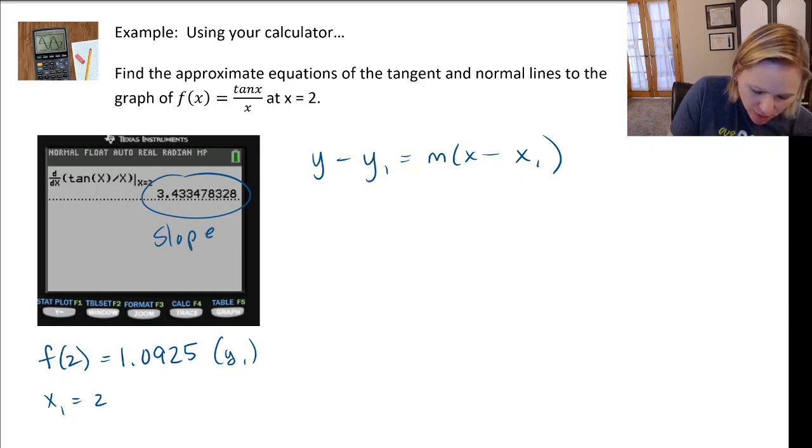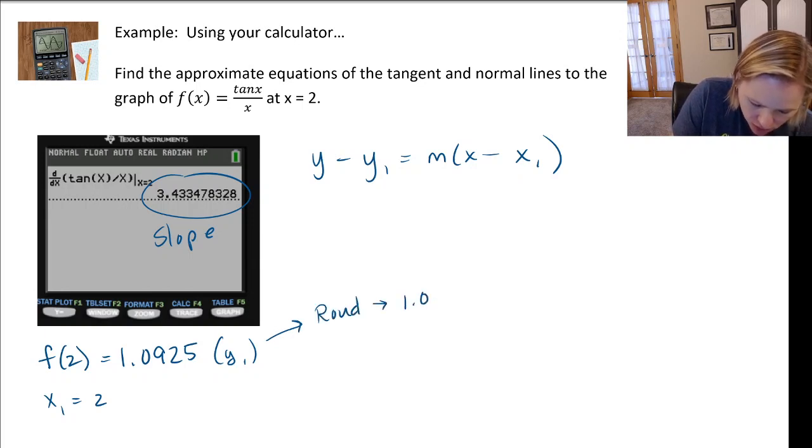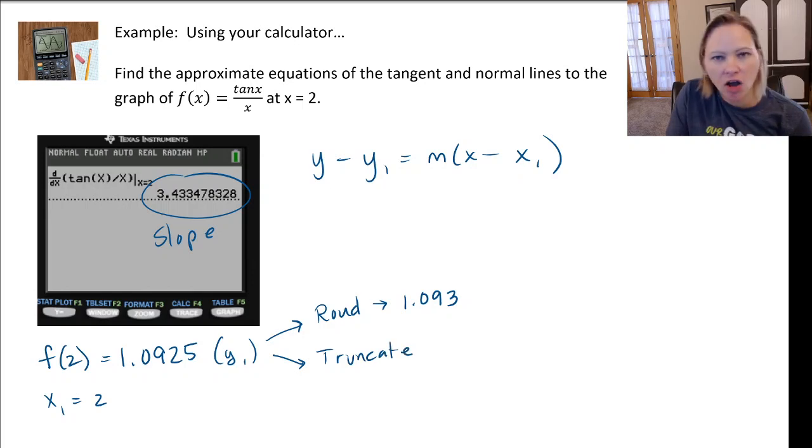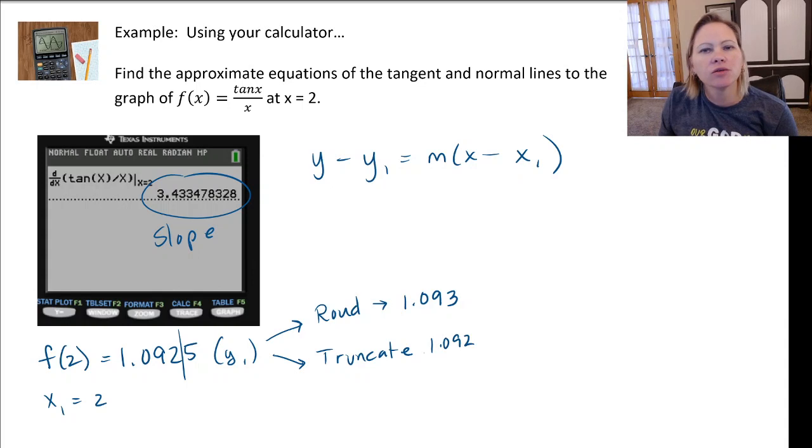Now, let's talk about rounding and truncating. So if I round the y value, I'm going to use 1.093. If I truncate, I'm literally cutting off the extra digits. Truncating is just taking 1, 2, 3, and then cutting off any remaining digits, so 1.092. I don't care which one you do. The AP exam doesn't care which one you do, so choose one or the other and just do that. But 3 places of accuracy is what you need.